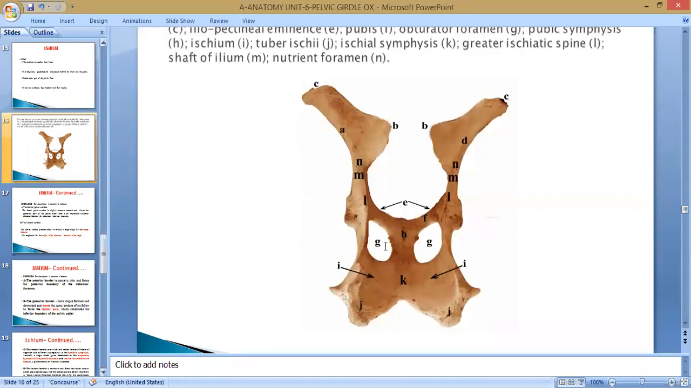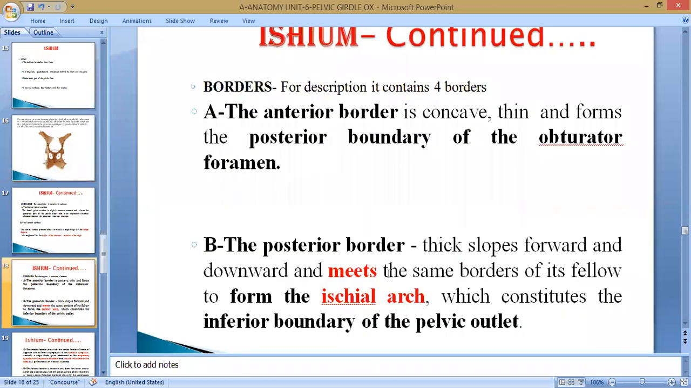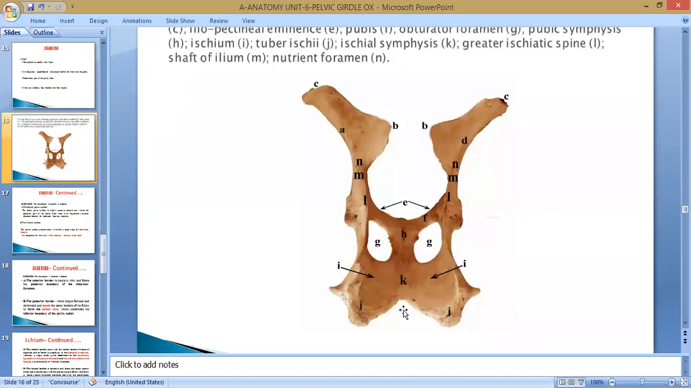The posterior border is thick and sloping, and it runs downward and comes medially to meet the opposite bone, forming an arc that is known as the ischial arc. So this is the ischial arc, this structure behind, is known as the ischial arc.